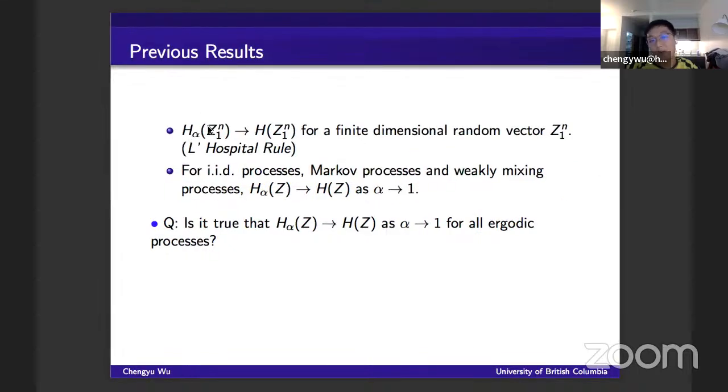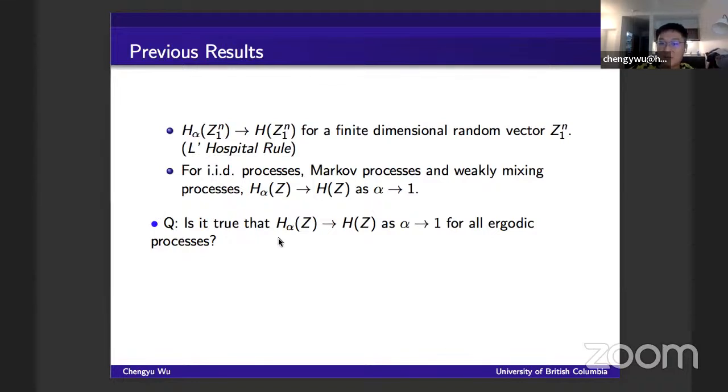First of all, if we don't take a limit and consider the finite block Rayleigh entropy, it always converges to the Shannon entropy. And for all the examples where the Rayleigh entropy rate is known to exist, it always converges to the Shannon entropy rate. For example, for IID processes, for Markov processes, which we have just seen before, and also weakly mixing processes, in all these cases it has been shown that the Rayleigh entropy rate exists and converges to the Shannon entropy rate as alpha approaches 1. So we may have the following question: is this true in general?